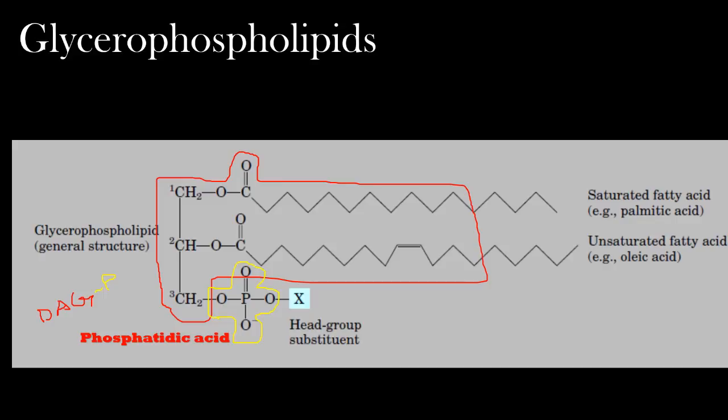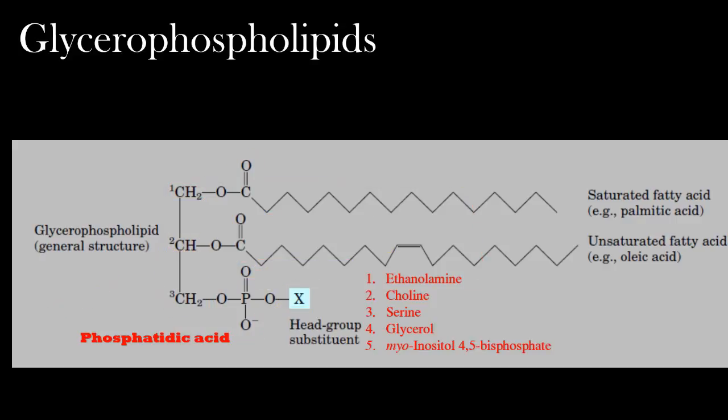In glycerophospholipids, mostly the fatty acid on the C1 carbon will be a saturated one, and the fatty acid on the C2 carbon will be an unsaturated one, and the head groups will be attached to the phosphate group. Head groups like ethanolamine, choline, serine, glycerol are all attached to this phosphate group.